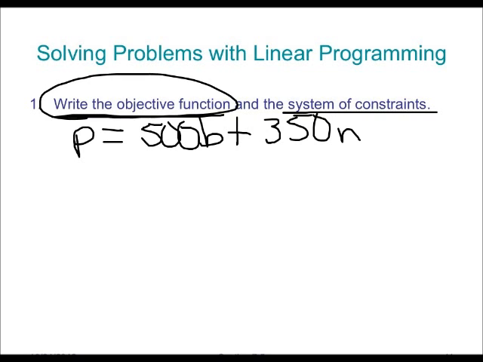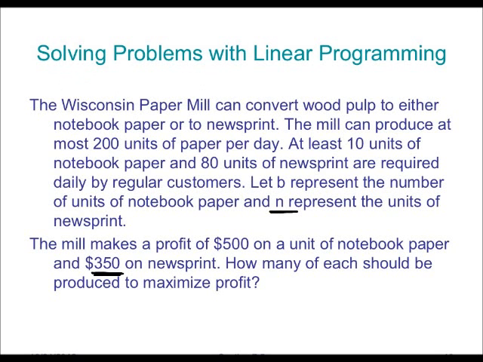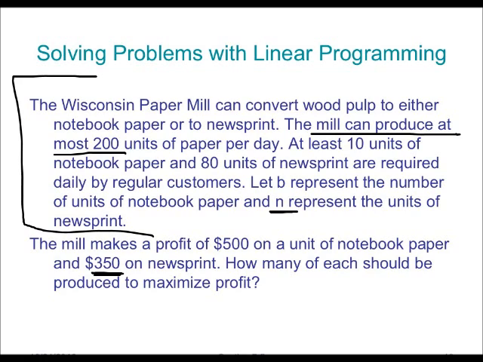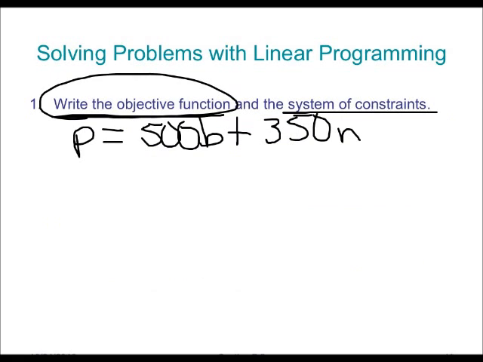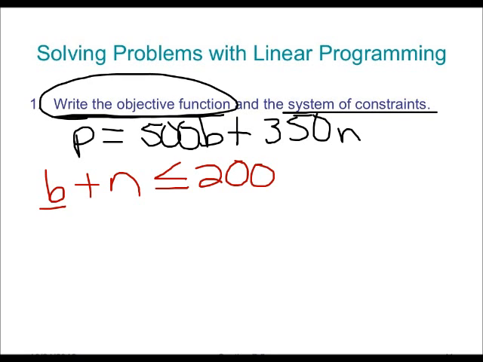It also says write the system of constraints. I told you the constraints came from the first paragraph. And it says the mill can produce at most 200 units of paper per day. That's the notebook paper and the newsprint together. So if I take the notebook paper and I take the newsprint, that can be at most 200. So my notebook plus my newsprint has to be less than or equal to 200.